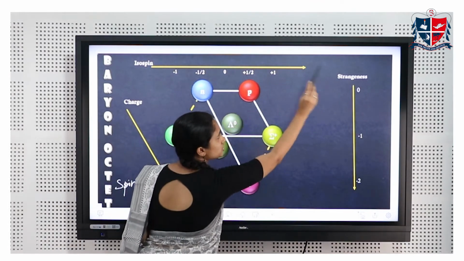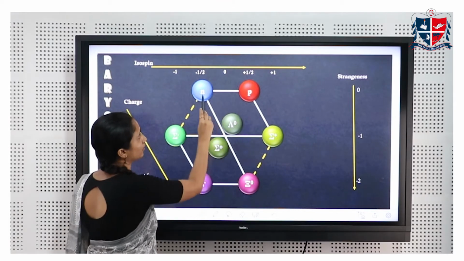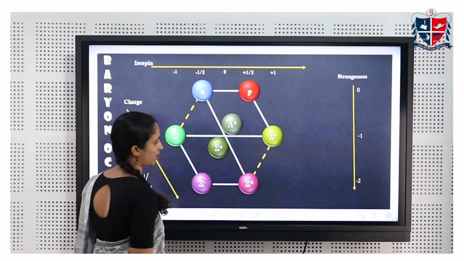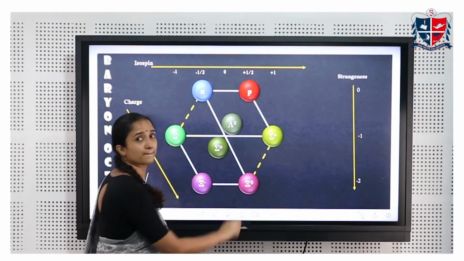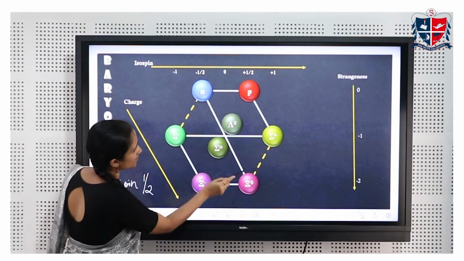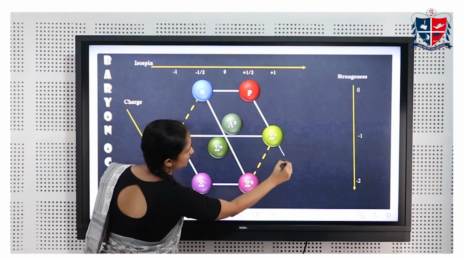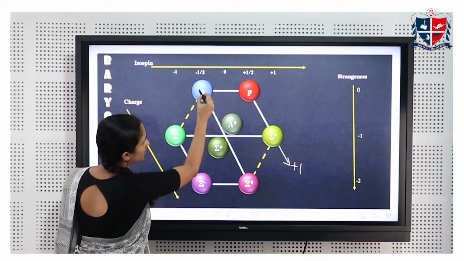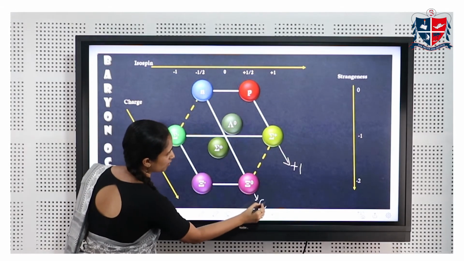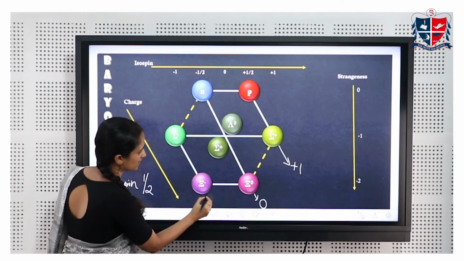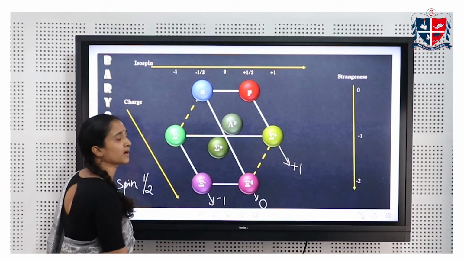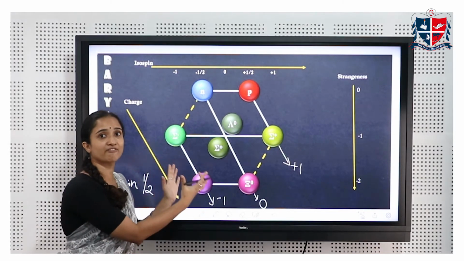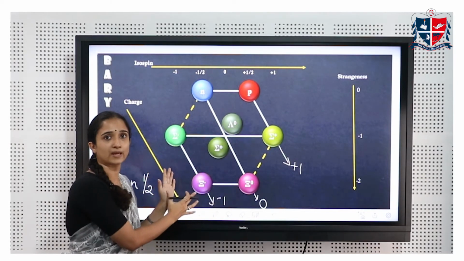And here we have the strangeness quantum number. Again, for neutron and proton, strangeness is 0. For all these particles, strangeness is minus 1. For psi particles, strangeness is minus 2. Now, in this direction, we have charge. This is charge plus 1 for proton and sigma plus. This line is for charge 0. We know all these particles have 0 charge. And this is for charge minus 1. So, this is how we organize spin half baryons into a geometrical pattern.